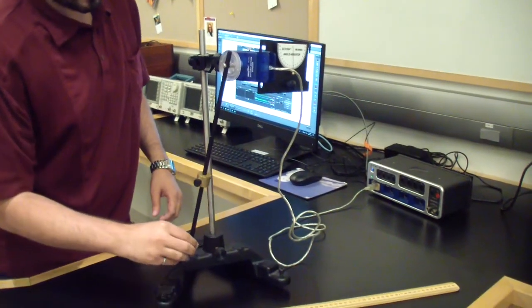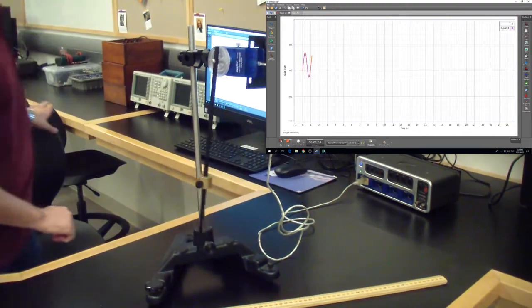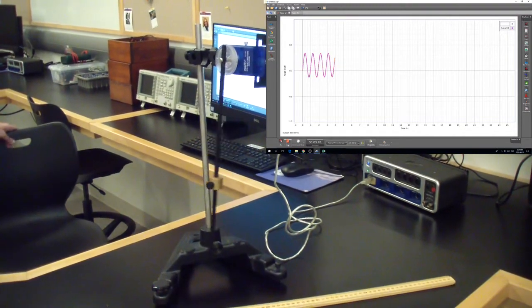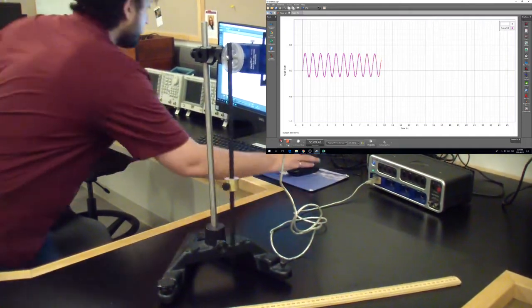Start the pendulum in motion, again using a small oscillation angle. Press record in Capstone. Record at least 10 oscillations. Repeat this for at least 10 different tilt angles over a wide range.